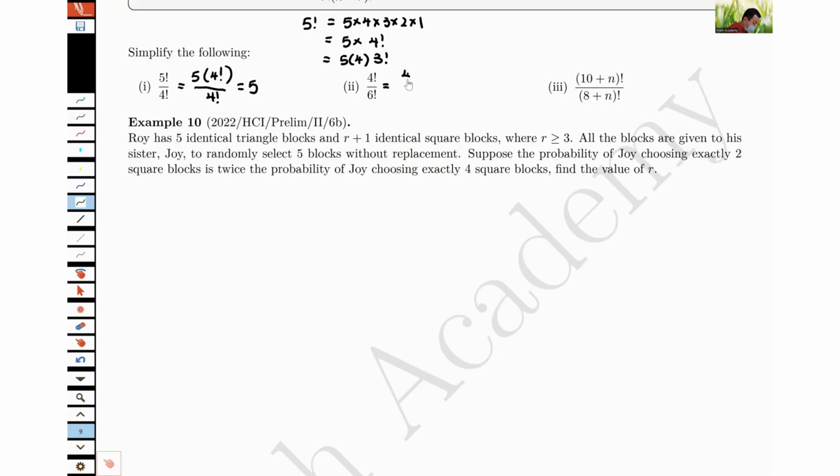Second one, similar. This will be seen as 6 times 5 times 4 factorial. Open up that 6 factorial. So I get 1 over 30 in the cancellation.